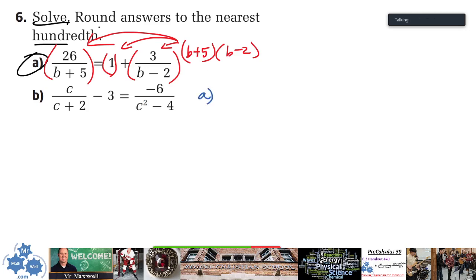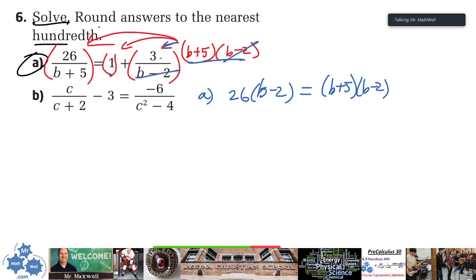When I do b plus 5 times b minus 2 times this first one over here, the b minus 5s go away. You see that? So I'm left with 26 times b minus 2. When I multiply this times 1, I'm just left with, and that's the equal sign, b plus 5 times b minus 2. And when I finally multiply these two times the third term in this equation, the b minus 2s are going to divide out, and it's going to be plus 3 times b plus 5.